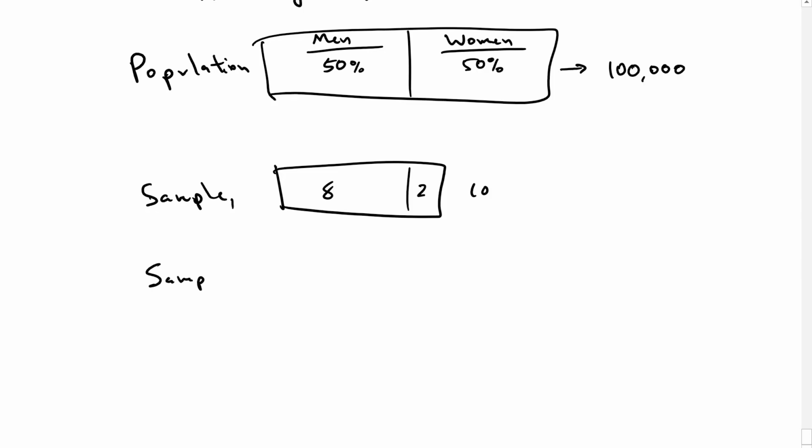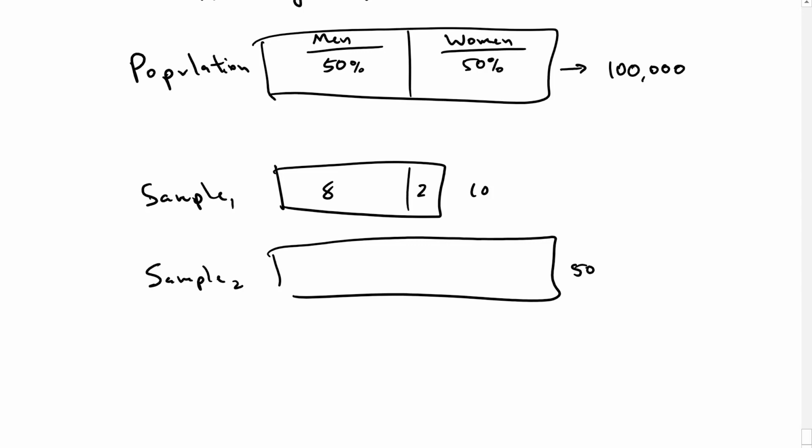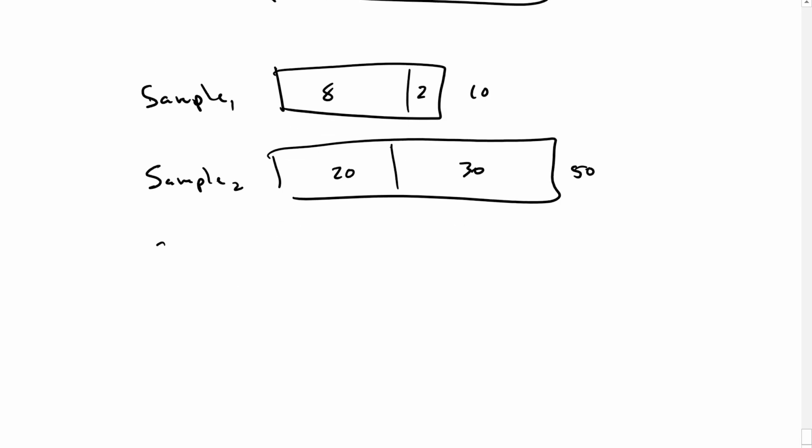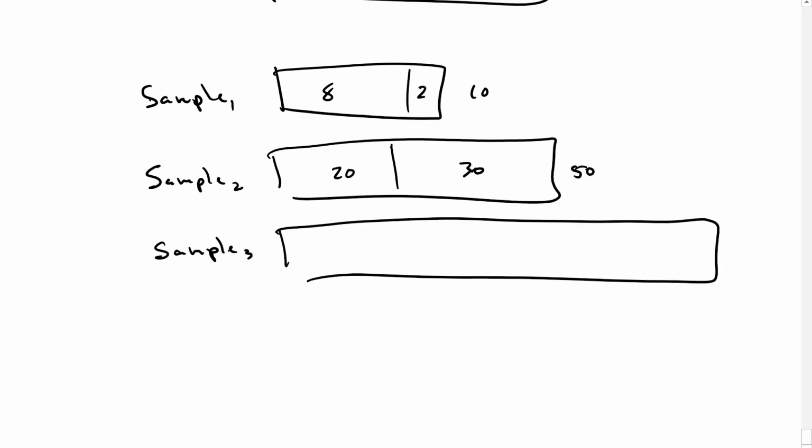But if we take a larger sample of, say, 50, we might still not be exactly perfect. We might not be exactly equal. Let's say we have 20 men and 30 women. But with the law of large numbers, as we have larger and larger samples, the sample average is going to get closer and closer to that population average.